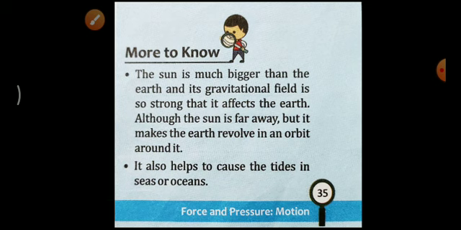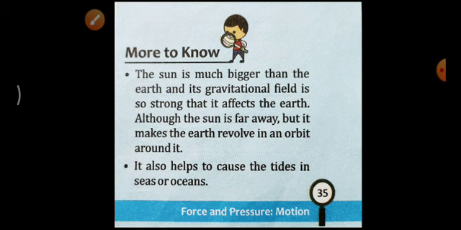Or we can say that all the planets are revolving around the sun. What is the reason behind that? Because of gravitation only it happens. The sun is much bigger than the earth, and its gravitational field is also very strong, so it affects the earth and other planets also. Although the sun is far away, it makes the earth revolve in an orbit around it.